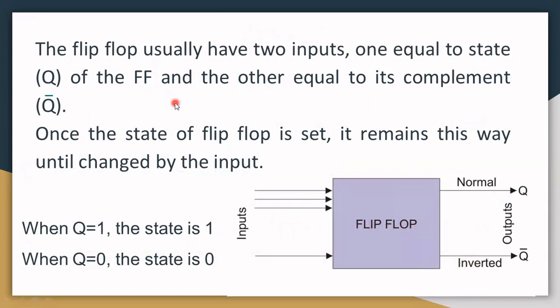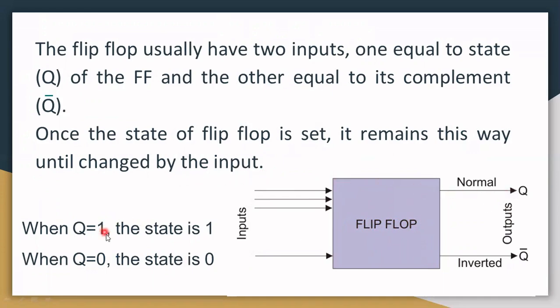Normally in flip-flops, we have two outputs, Q and Q dash. Q dash is the inverted output of Q. That means when Q is equal to 1, Q dash should be 0. In other words, when Q is equal to 0, Q dash should be 1. Most probably we have two inputs for flip-flops. Once the state of a flip-flop is set, it remains this way until changed by the input.